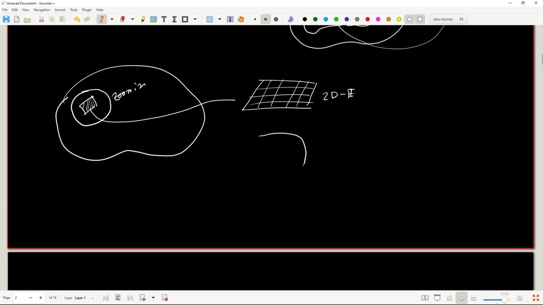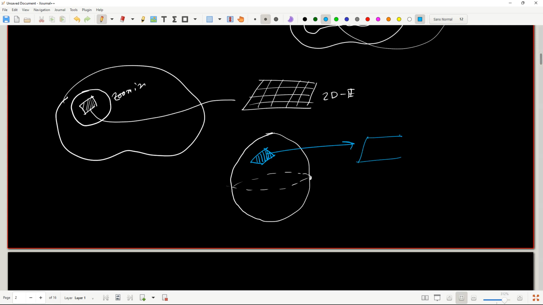Think of the sphere. If you take any region on the sphere, let's say this is a very small region. Again, by local we mean very, very, very small. That's what is meant by local. And again, you zoom in, you get a 2D space out of it, or 2D Euclidean space.